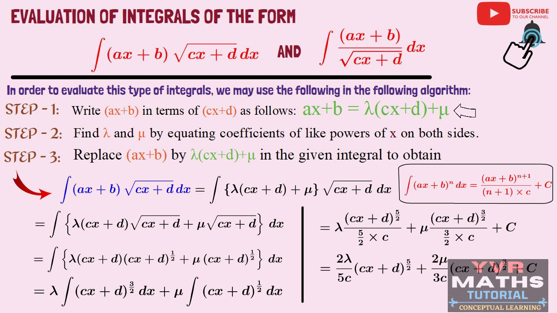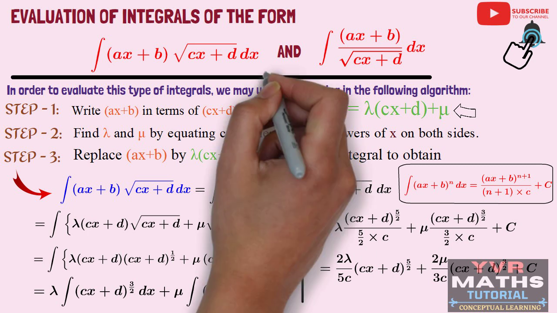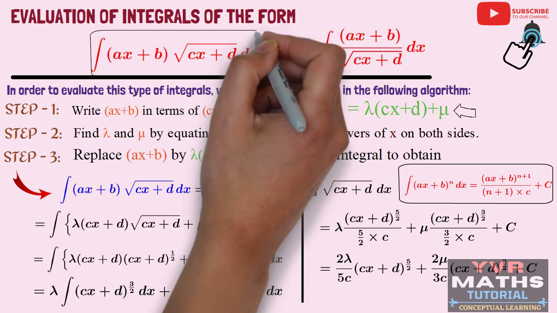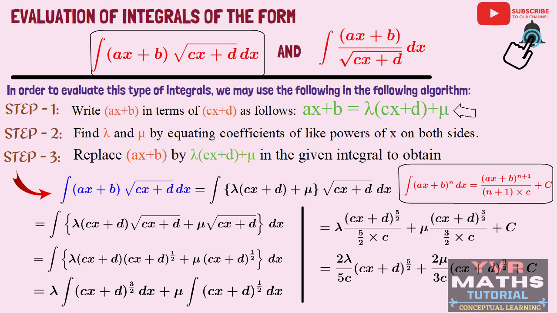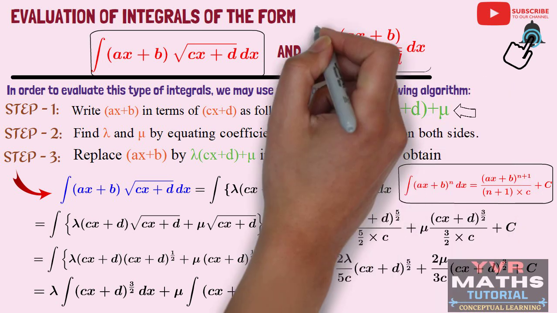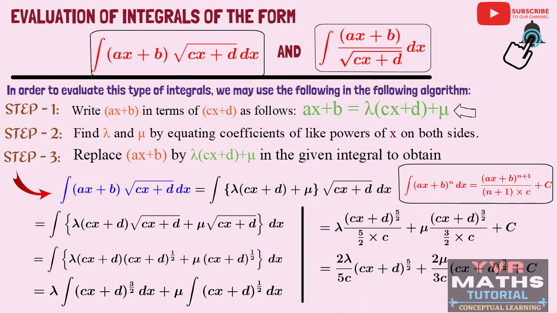So if the given integrand is in the form of integral (ax+b) into root (cx+d) dx, this is the process. In step 3, what we discussed, this is the process to find the integration of the first integrand. So by using the same step 1, step 2, we will solve the second part of integration also. So the second part means integral (ax+b) by root (cx+d) dx. So I will explain this part in the next slide.